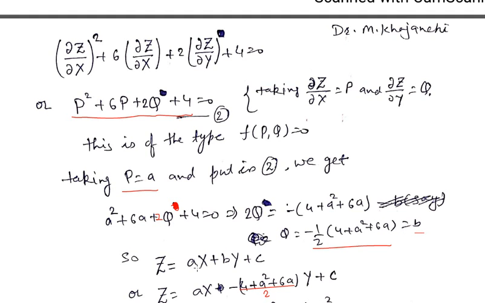So its complete solution will be Z equals AX plus BY plus C, in terms of capital X, Y, Z. Z equals AX plus BY plus C, where B is minus half of (4 plus A square plus 6A).